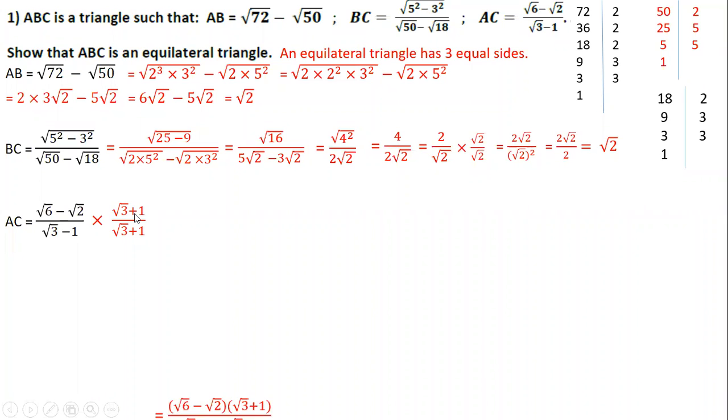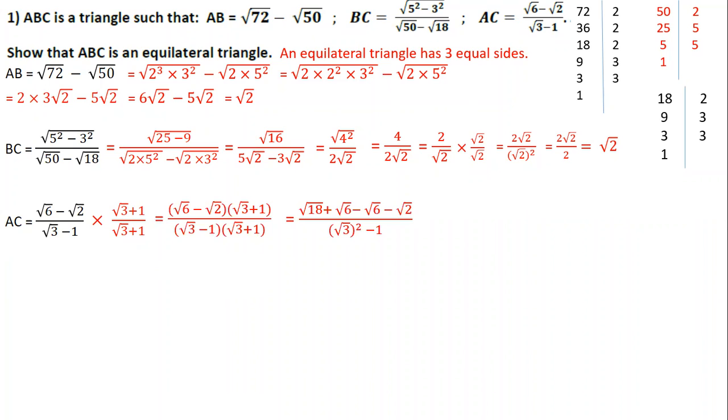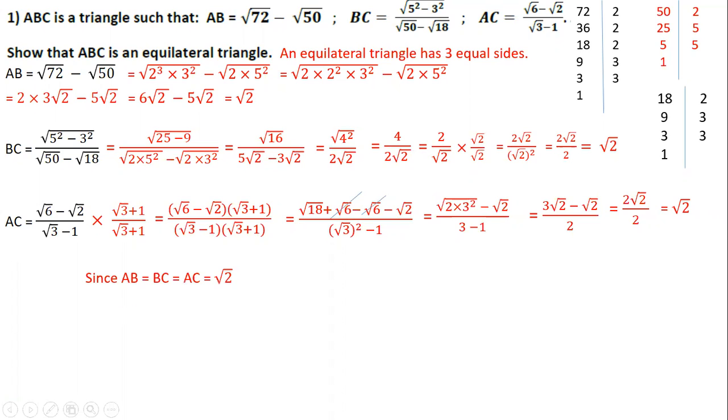So now if we multiply, look what we get. Of course here we have a calculation. Look at the answer. The answer is radical 2. So I got AB is equal to radical 2, BC is equal to radical 2, AC is equal to radical 2. So since AB is equal to BC is equal to AC, equal to radical 2, we get that triangle ABC is an equilateral triangle.